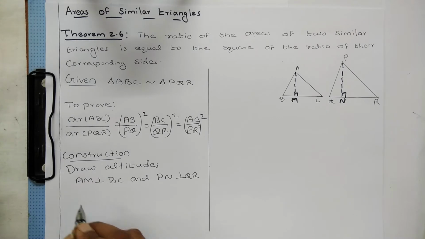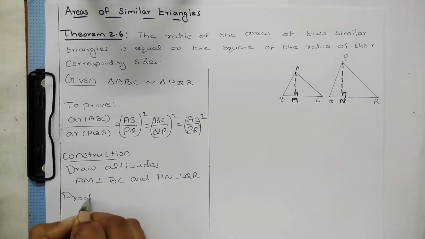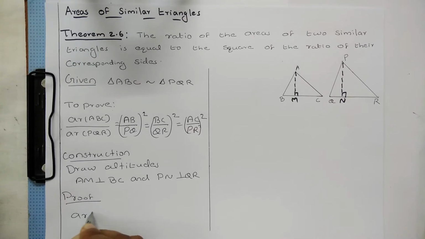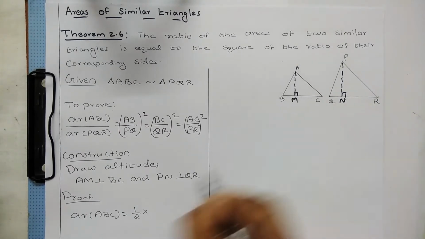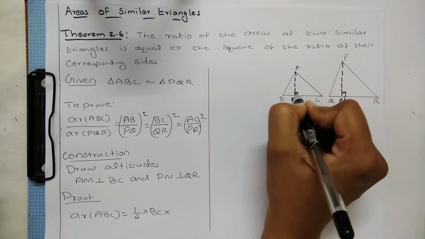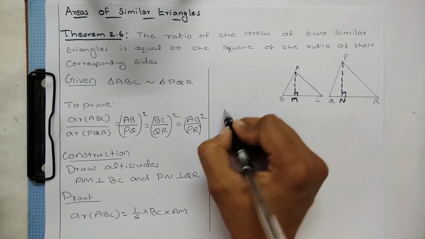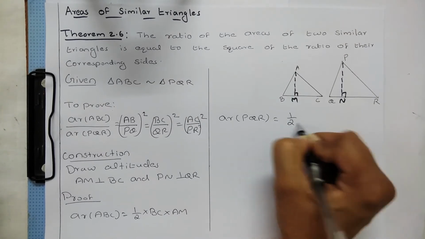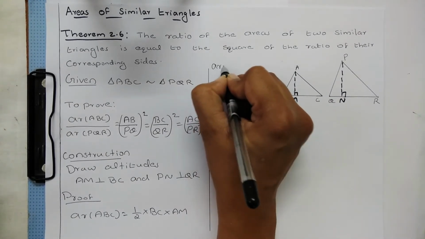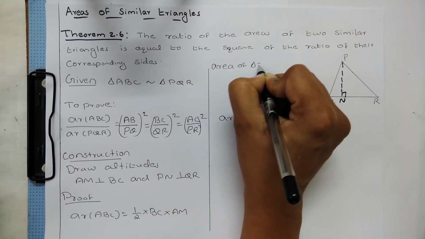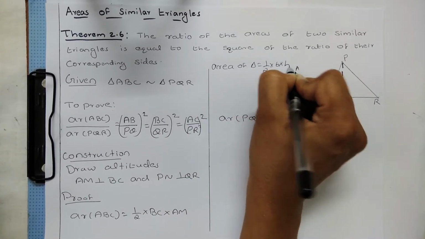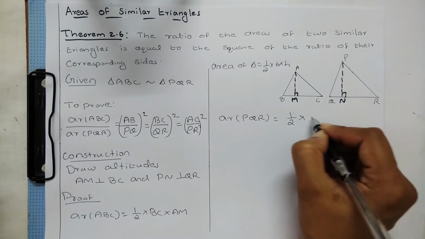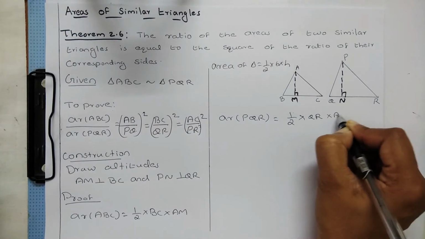Now, how will you find the proof? We need to find the area, right? So, I am taking area of triangle ABC. How will you take it? Half into base into height. So, half into base, here BC, into height, the altitude, AM. In the same way, area of PQR. How will you write area of PQR? Area of a triangle is half into base into height. Right. The same way, half into base QR into PN.